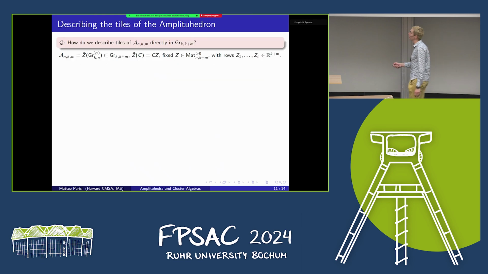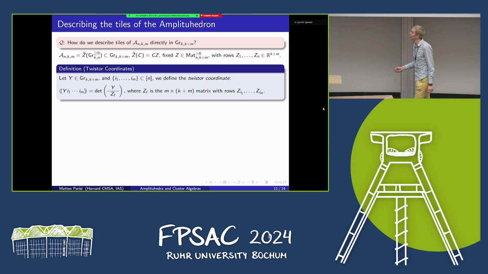Okay, so going back to my original question, how do we describe tiles directly in the Grassmannian? I just rewrote here the definition of the amplituhedron in case it was a long time ago. It's the image of the positive Grassmannian under the Z tilde map, and Z is the matrix that we use to induce this map, a matrix that has rows Z1 up to Zn. So in order to describe the amplituhedron, it's convenient to use something called twistor coordinates, which are better suited coordinates to describe images of the Z tilde map.